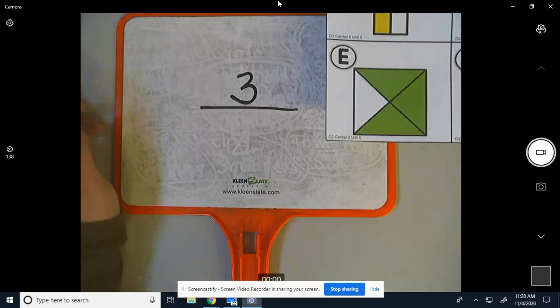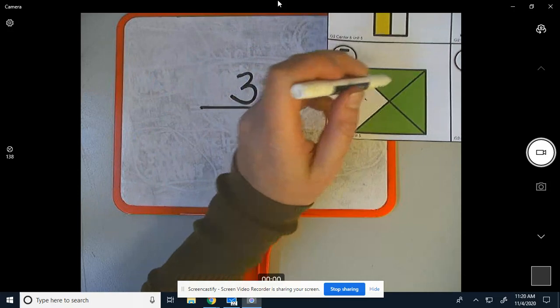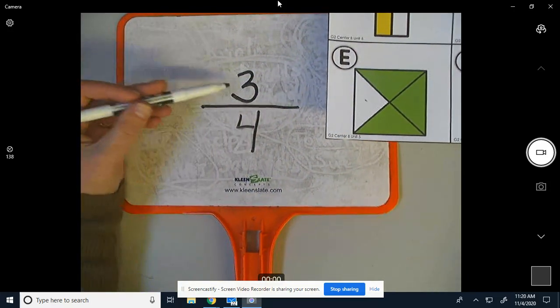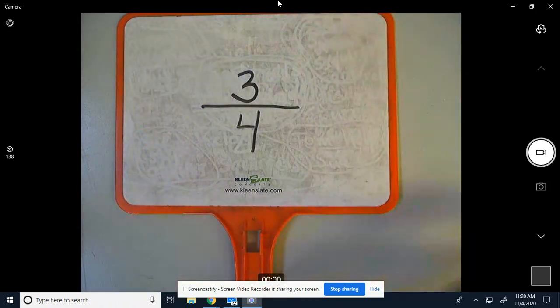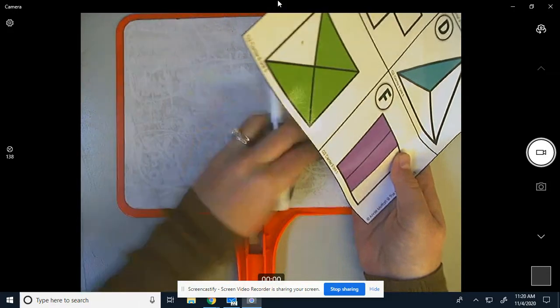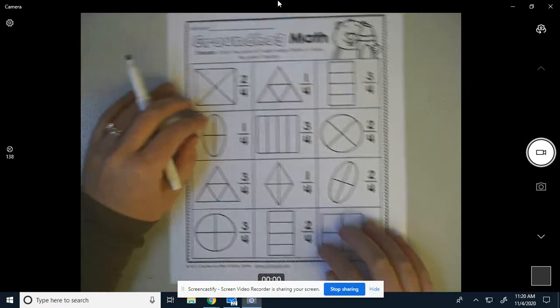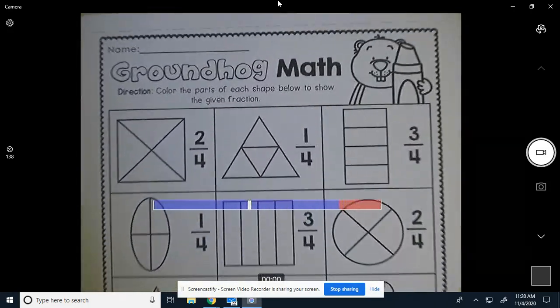And how many are all together? How many pieces are there? 1, 2, 3, 4. So this is called 3/4. 3/4. Okay? So it's super simple, boys and girls. The ones on the top are what is colored in, and the ones on the bottom are all together what they are. Let's do a couple of these together.